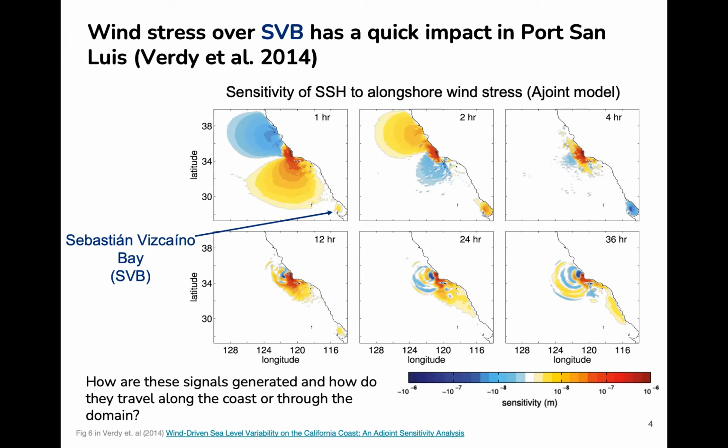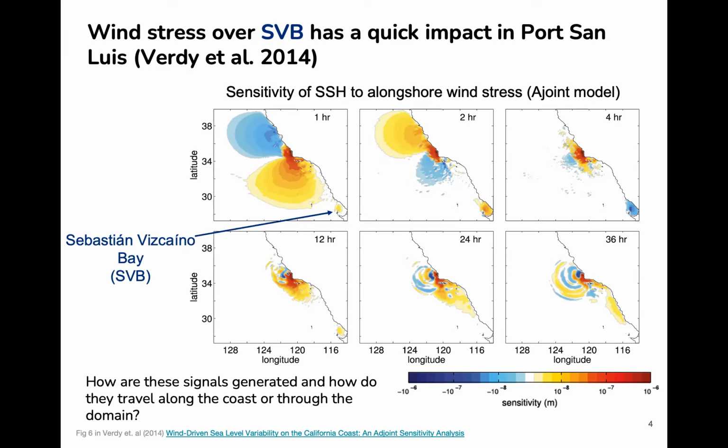So blue would mean that I have a positive sea surface height, then the wind has to be blowing, I guess, to the south, and the other way around, right? But the important thing about this, and it was not the main point of the project, and that's why I'm here today, is that there's this bay. Well, it's not a little bay actually, but there's this bay in the Baja Peninsula that lights up in sensitivity, right? It's called Sebastián Vizcaíno Bay, so I'll be calling it SVB.